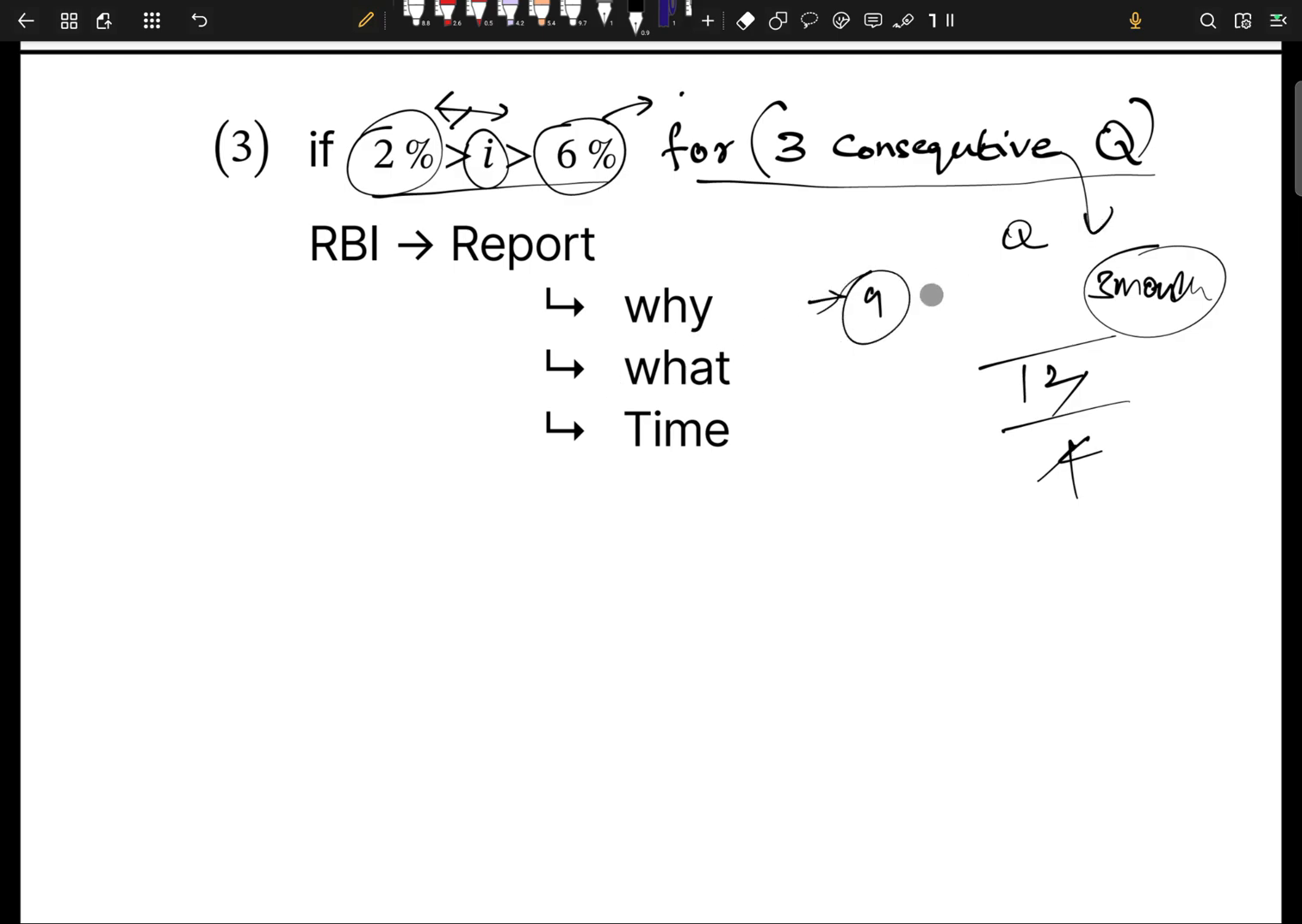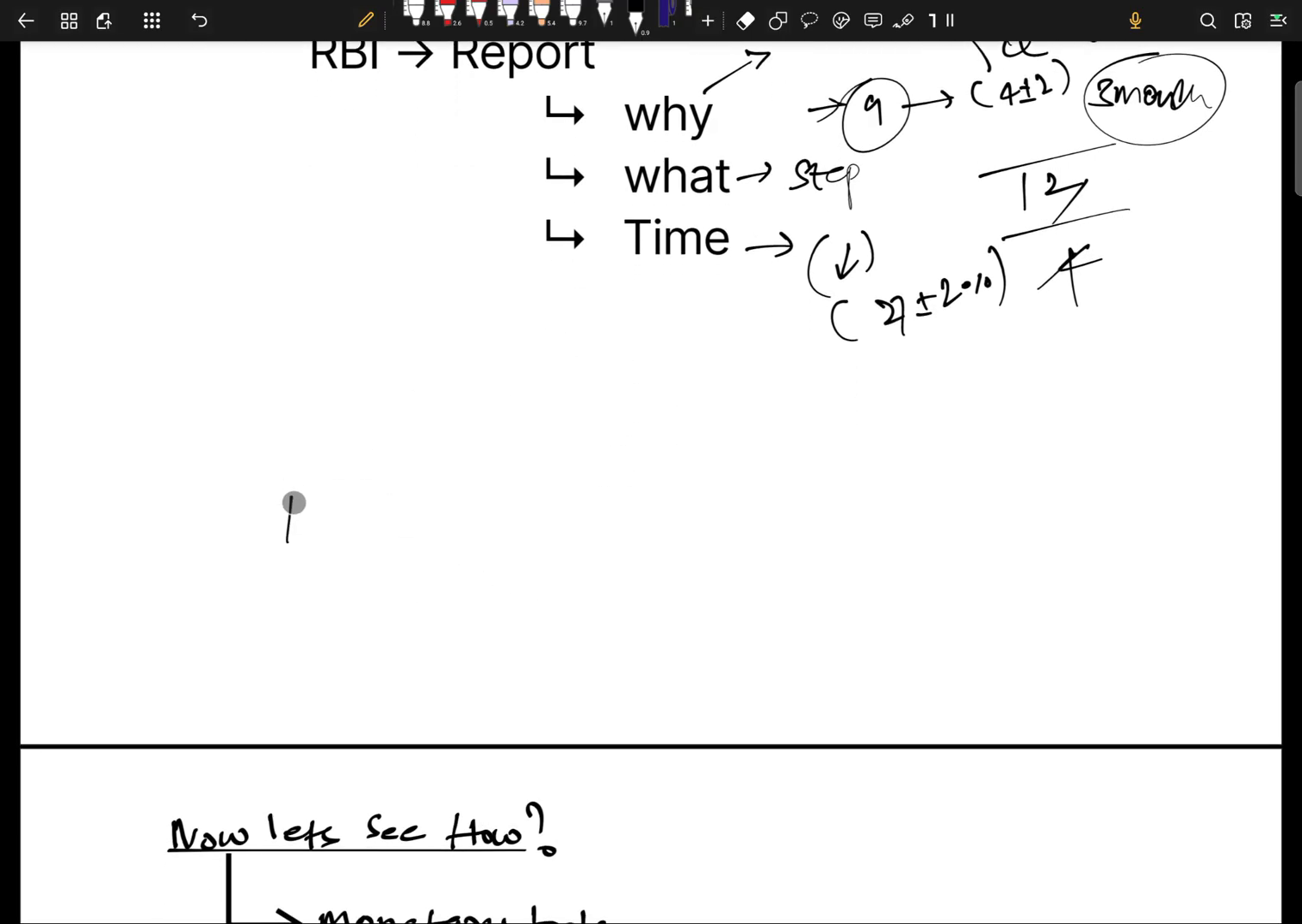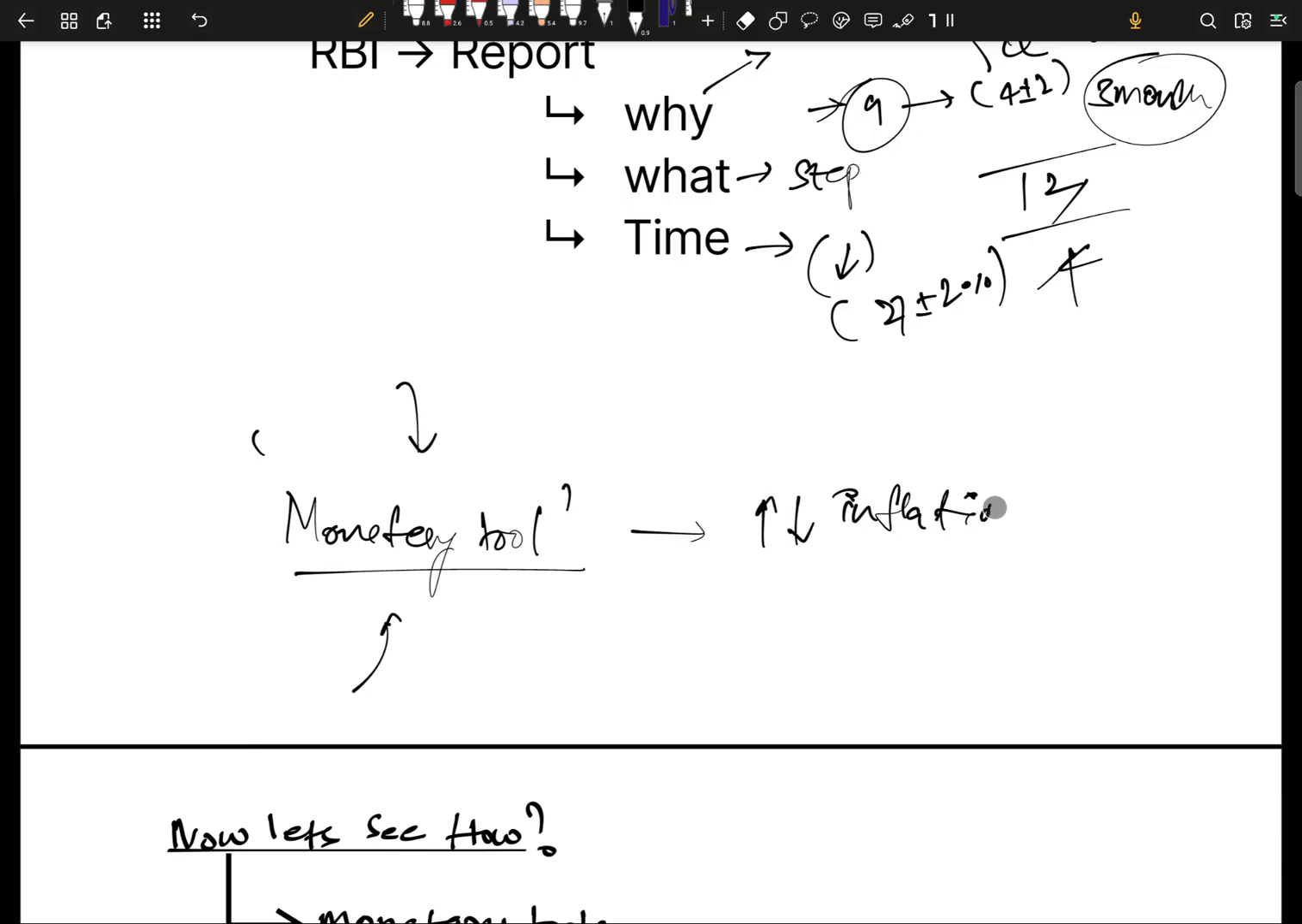So if the RBI fails to maintain inflation within the bandwidth for 3 consecutive quarters, then the RBI has to submit a report on why it failed to keep inflation within the bandwidth, what steps it is going to take, and in how much time it will bring inflation back to the bandwidth, that is 2 to 6%, right? So let's now see monetary tools. What is monetary policy? Monetary policy is the RBI deciding how to use these monetary tools to adjust the inflation rates in the market.